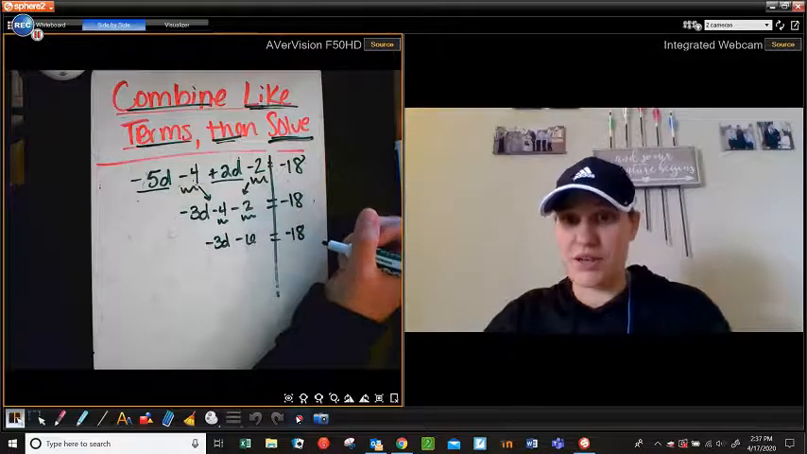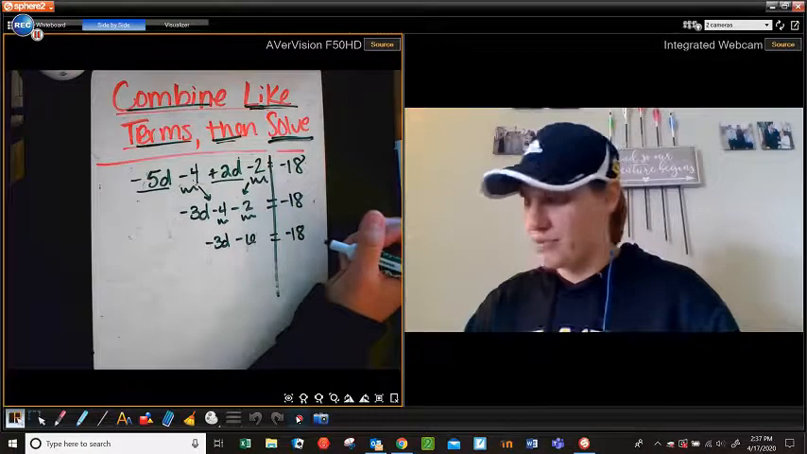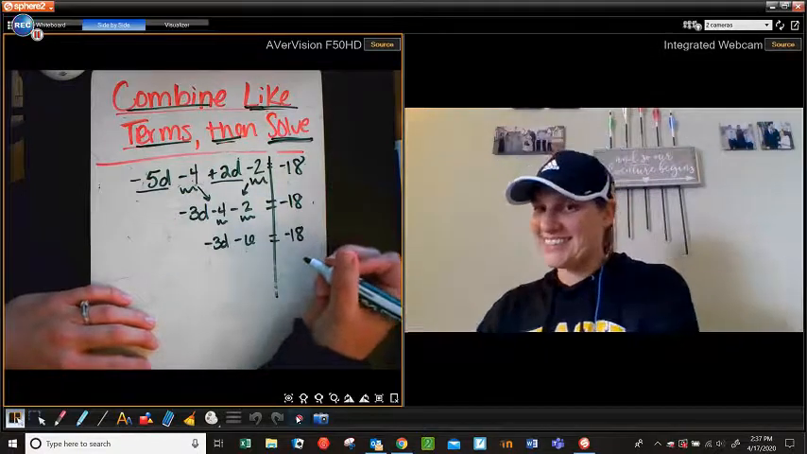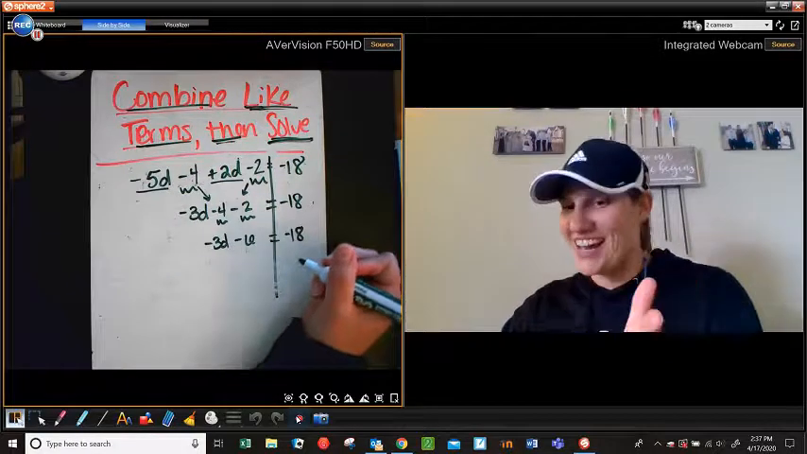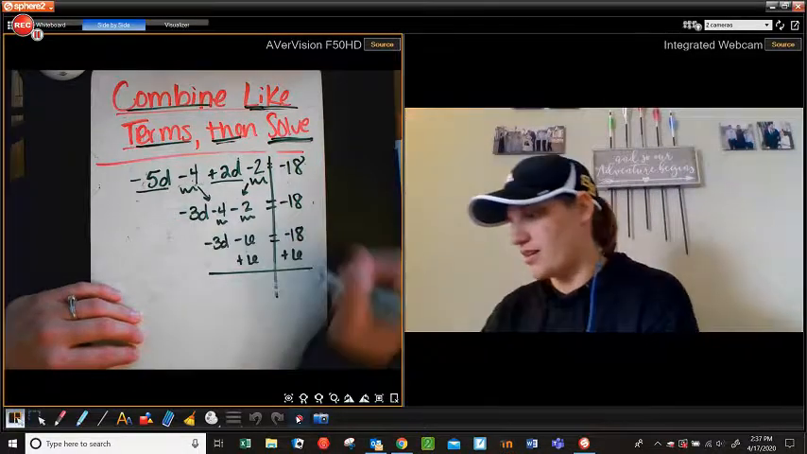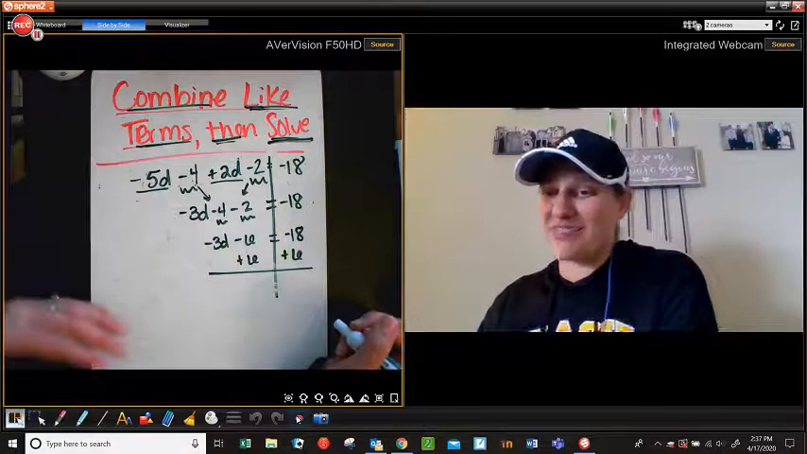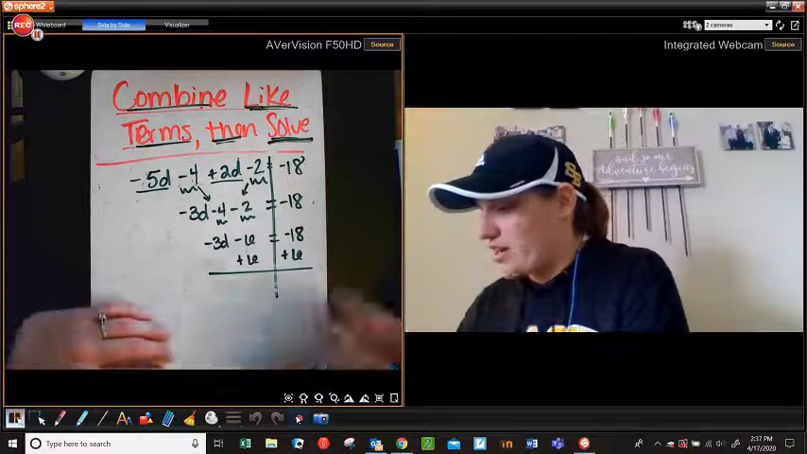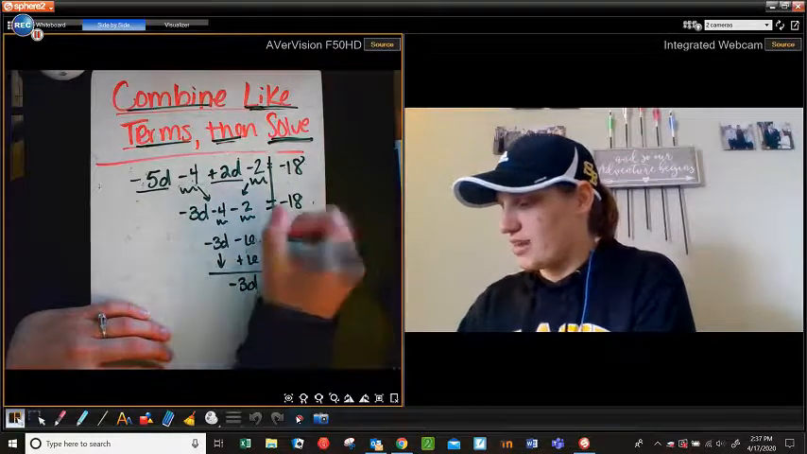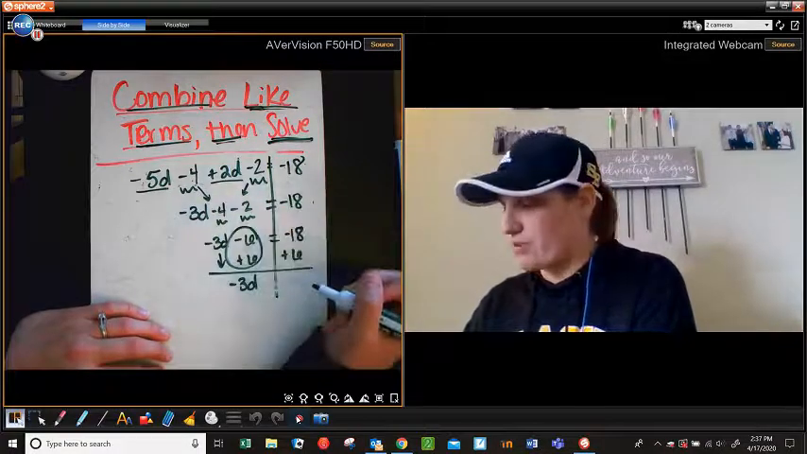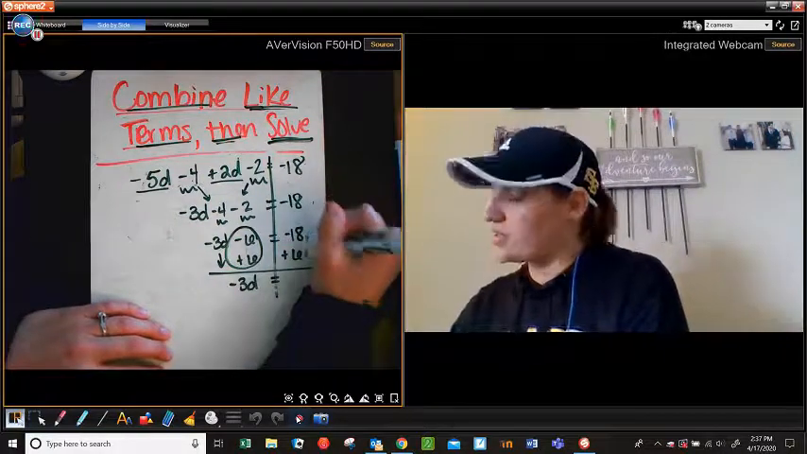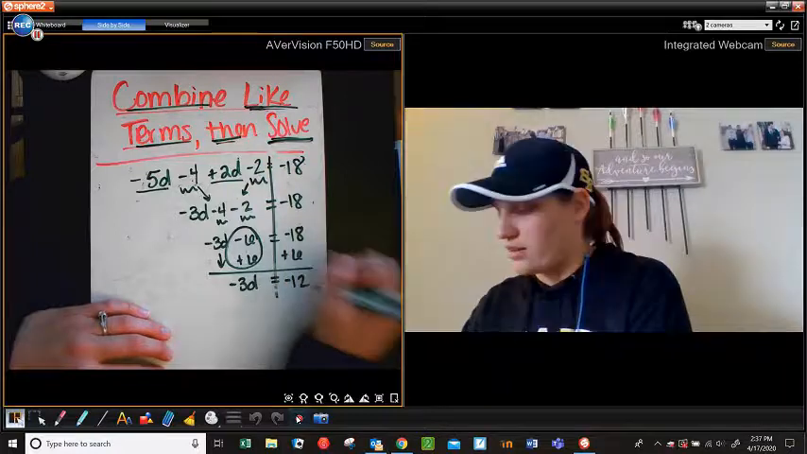Now we're down to a two-step, and we should be experts at two-step. What do we have to do first? You got it. Add 6. Remember, we can't just write it. We have to actually calculate what we have written. Negative 3d gets another free pass. Negative 6 plus 6 is a big fat 0. Equal sign gets free pass. And negative 18 plus 6 would give me a negative 12.